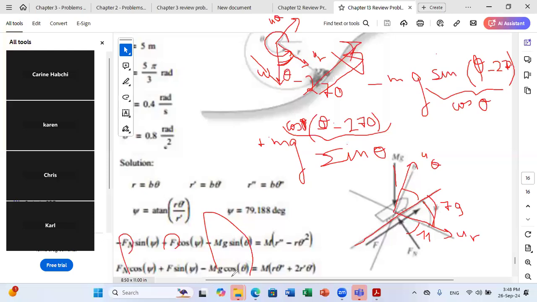And now I replace sum of forces in R equals m a R, sum of forces in theta equals m a theta. I have everything. I get my two equations and two unknowns.